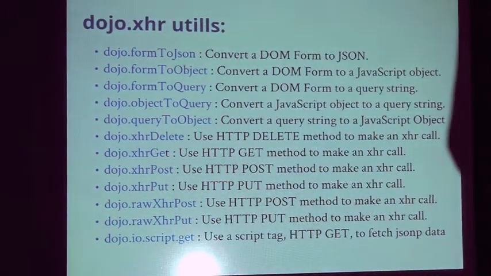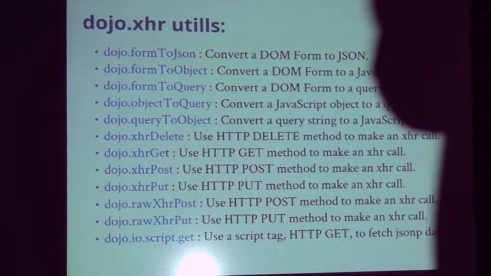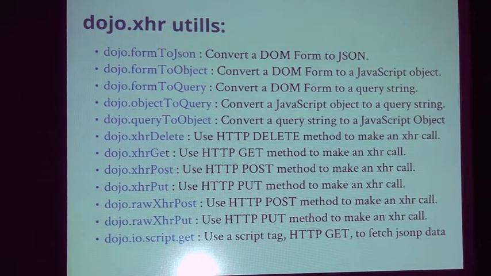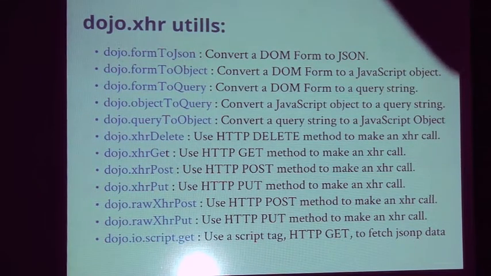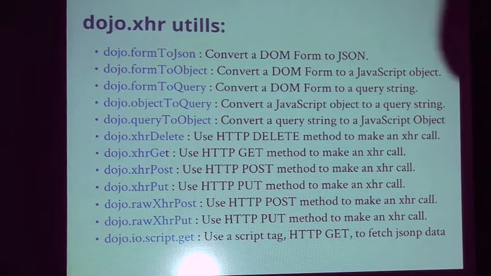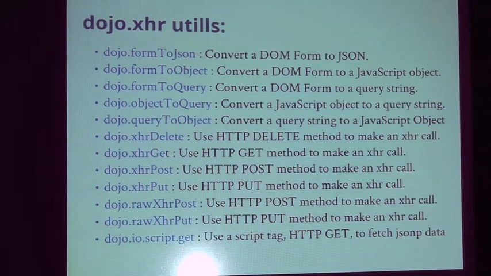Dojo also has a JSONP implementation called dojo.io.script.get, and that's where you can do JSONP. It just uses a script tag with a callback to get that data back to you. The nice thing about Dojo is it handles all the cleanup for you. You call this, it creates the script tag and gets the data. When it gets back, it destroys that script tag, so you don't end up with 50 million script tags in your head. Any questions on that?